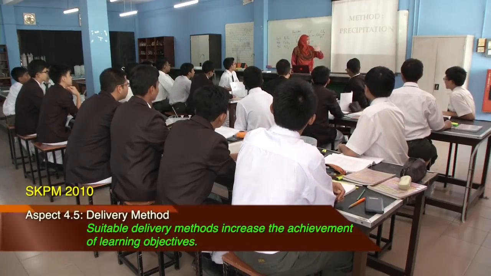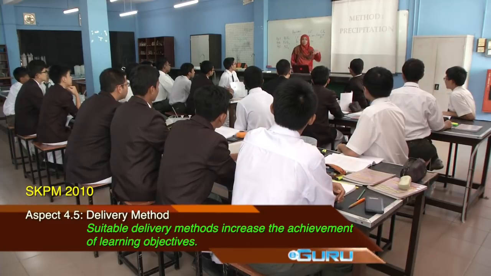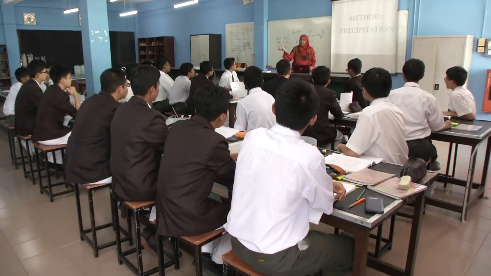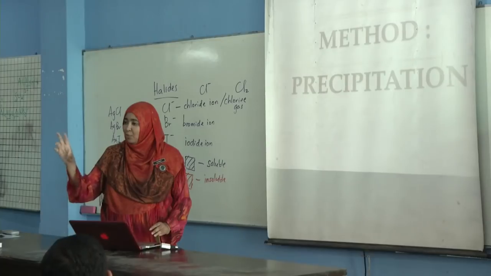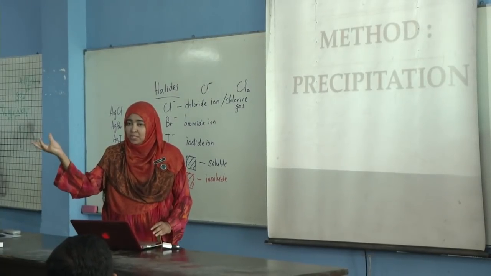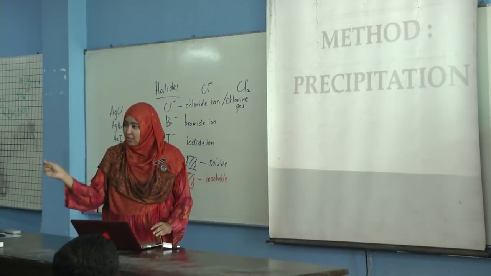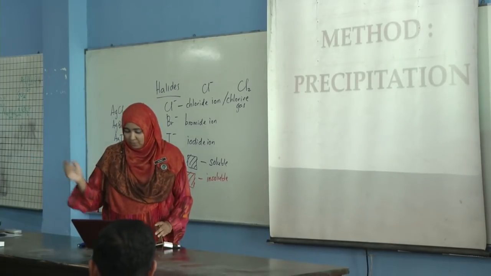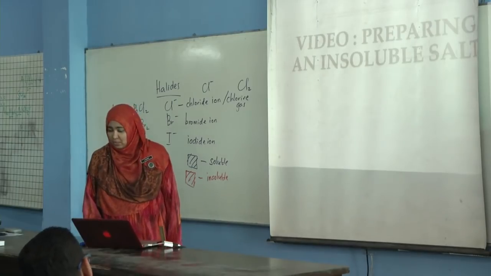Precipitation. Okay, why is it precipitation? Because it's forming an insoluble salt. So a precipitate is formed in the beaker. Then after that you got to filter, and once you filter, you will get the precipitate or insoluble salt in the filter paper. Okay, so now I'll show you a video of how to prepare the insoluble salt.